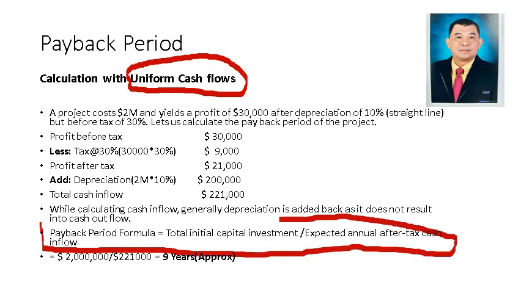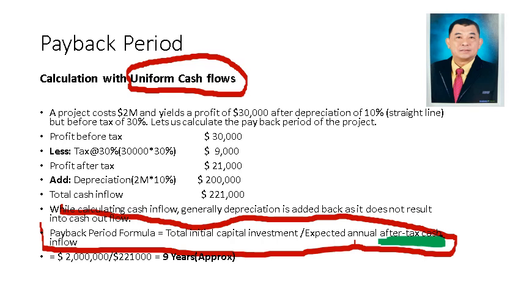The total initial investment over the expected annual cash inflow. However, it should be compliant with the government, no? That should be after tax. All right. So let us proceed. Okay. So here, let us try to analyze the word problem. A project cost, or maybe an equipment cost, of 2 million US dollars.